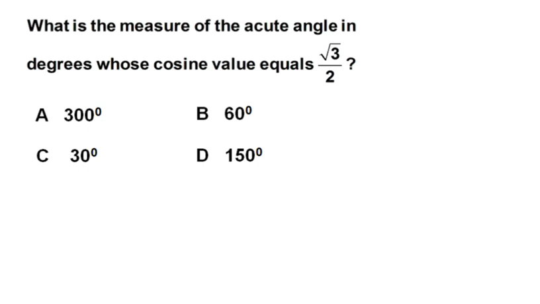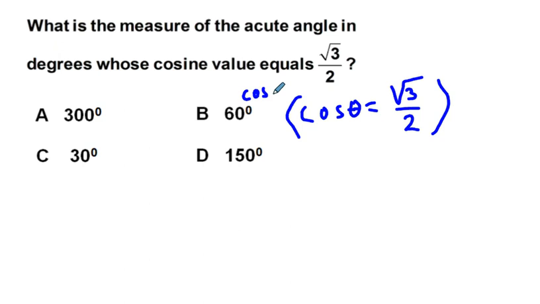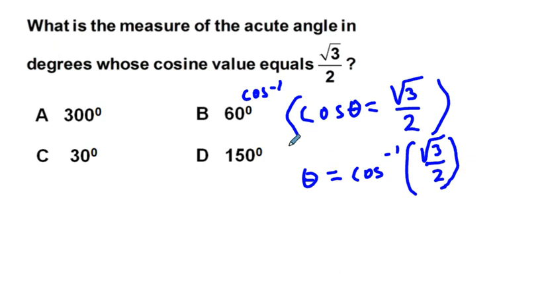What is the measure of the acute angle in degrees whose cosine value equals the square root of 3 over 2? What we can do is set an equation: cosine theta equals square root of 3 over 2. If we take the inverse of this whole equation, cosine negative 1, we're going to get theta equals inverse cosine of square root of 3 over 2. And if you know the unit circle cold, it'll be easy for you. I've demonstrated the hand trick in this class.